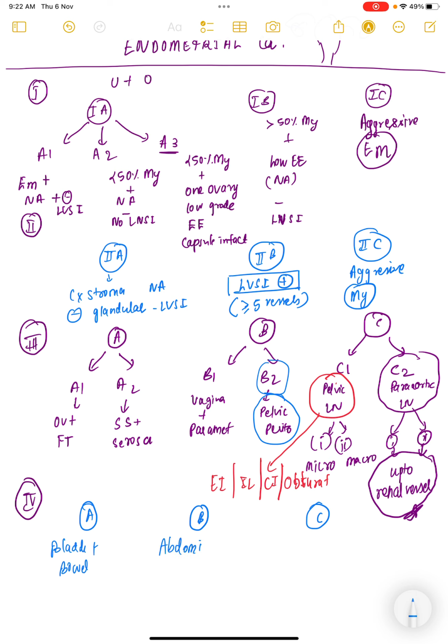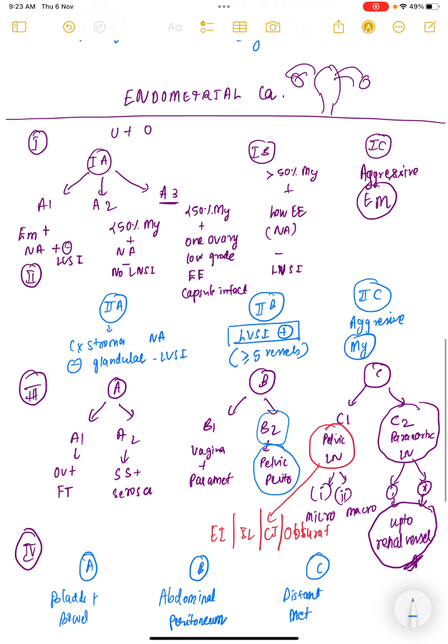Similarly, like in CA cervix staging, where I told CA ovarian staging, where we told pelvic intraperitoneal structures and extra pelvic structures. So there in ovarian CA, pelvic structures is stage 2 and extra pelvic structures is stage 3. Here up to the pelvic structure is stage 3. Beyond the pelvic peritoneum, that is abdominal peritoneum, is stage 4 in endometrial CA. Bladder, bowel, abdominal peritoneum, and here comes the distant metastasis. So this is in brief about endometrial CA staging.